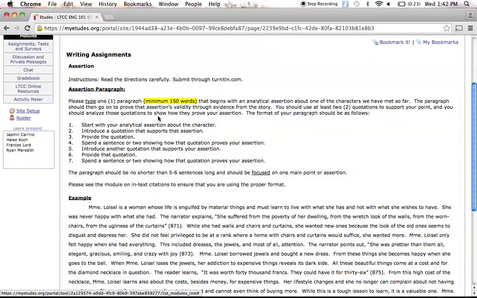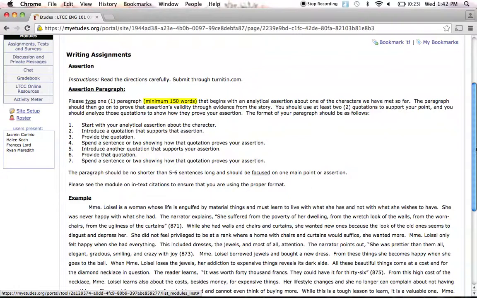So let's look through the basic pattern of how you'd write a body paragraph or an assertion paragraph. Number 1, you'd start with your assertion. Okay, you don't want to make it a mystery for your reader. You want to, bam, just get it out there and let them know what your assertion is.